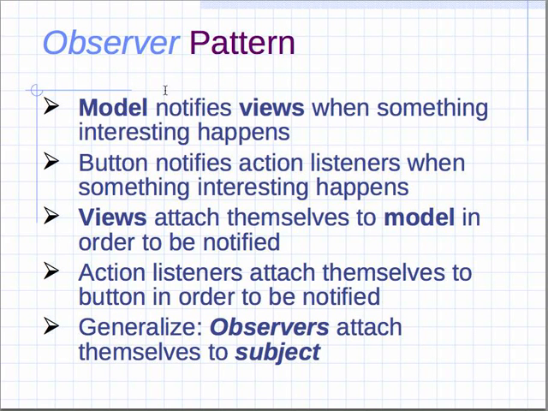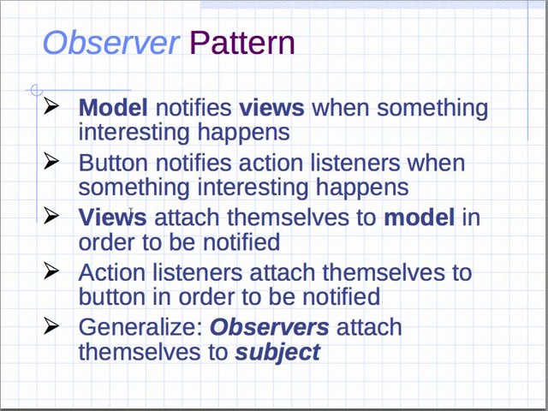Alright, so what happens in the observer pattern is that it's like a simplification of the model view controller. So in model view controller, we know that the model notifies one or more views when something interesting happens. So for example, a button or JButton object, when it's clicked, notifies action listeners when something interesting happens, that is when the button is clicked.